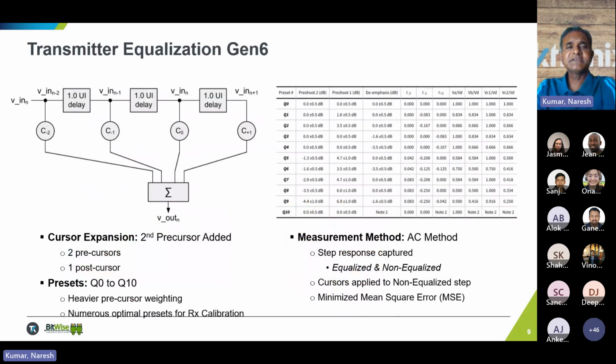Also on the equalization, as we see for Gen 6, there is a second precursor added instead of just having one precursor and one post cursor as it was in the previous standard implementation. And presets are also defined, and they are important for us when we are doing receiver calibration or when we are doing calibration for receiver measurement.